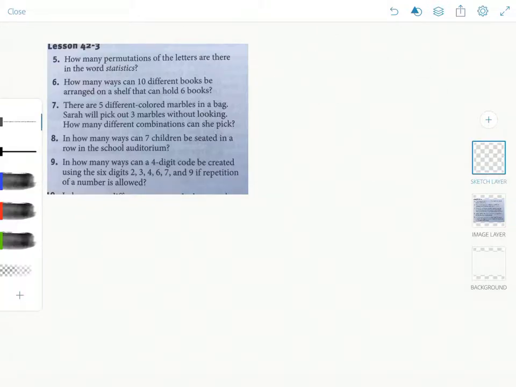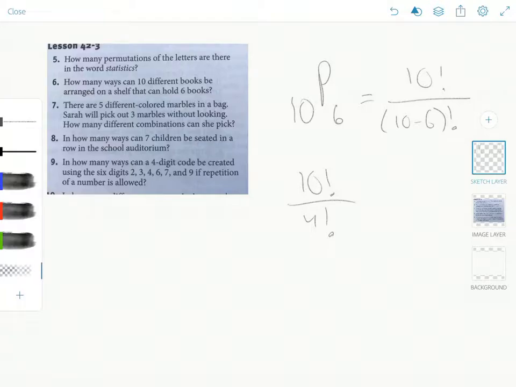How many different ways can 10 different books be arranged on a shelf that can hold 6 books? This is a permutation. 10 permute 6, 10 factorial divided by (10 minus 6) factorial. So 10 factorial divided by 4 factorial, and then you should go to a calculator for the answer to that one.